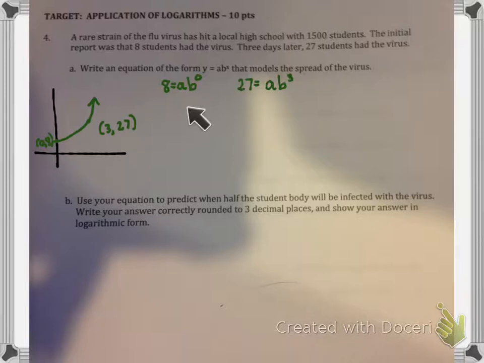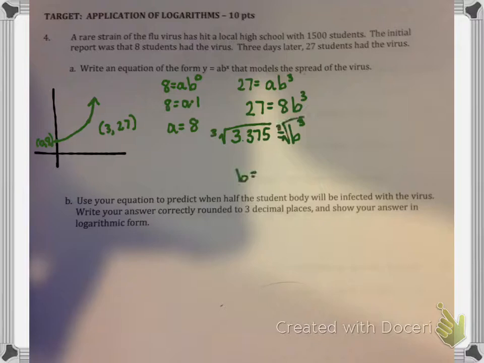Because if I look at this first equation, I have b to the 0 power. And b to the 0 power is 1. So I already know that a equals 8, just given that equation. So all I have to do now is substitute that 8 in for a in my other equation, which I'm going to do right here. And then divide both sides by 8 and take the cube root of both sides to get that b equals 1.5. So you're going to write the equation using your a and b value, and I got something like y equals 8 times 1.5 to the x power.